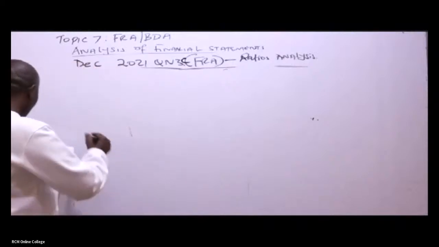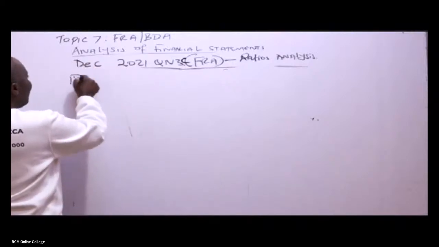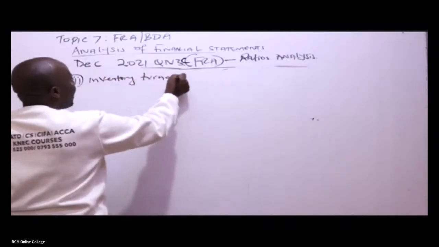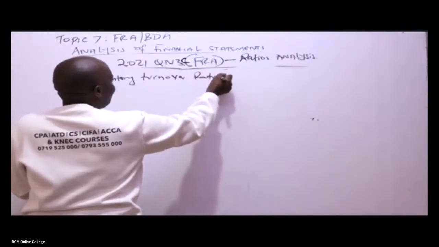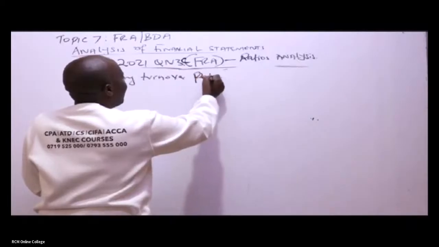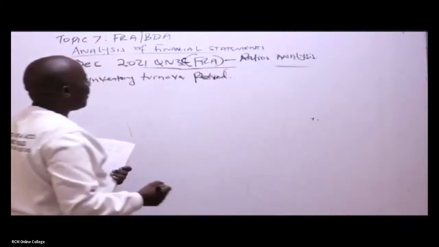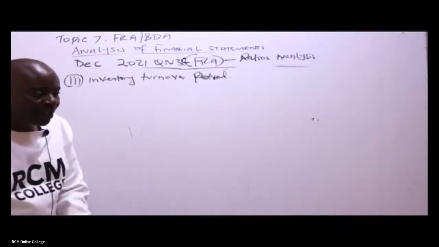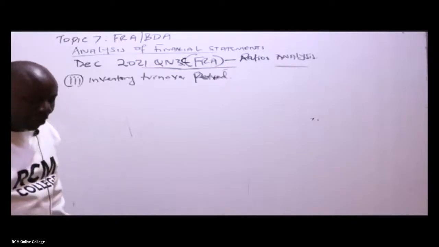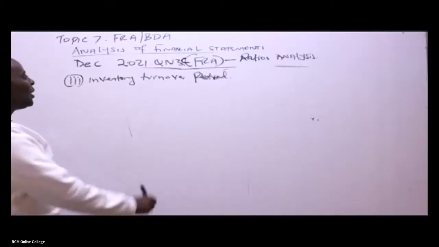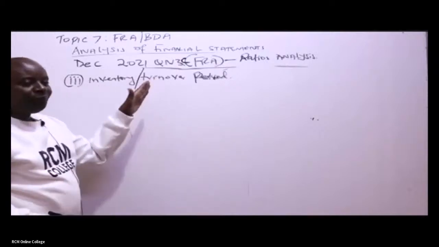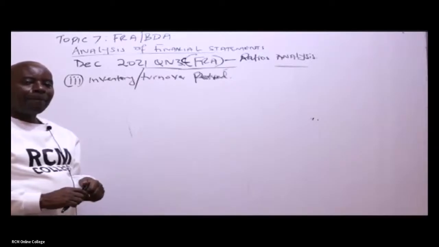The next one, number 3, they are talking about inventory turnover period. Not ratio, period. Very, very different. So this is normally how I remember the formula for inventory turnover. So you see here, there is like an over. Inventory over turnover.